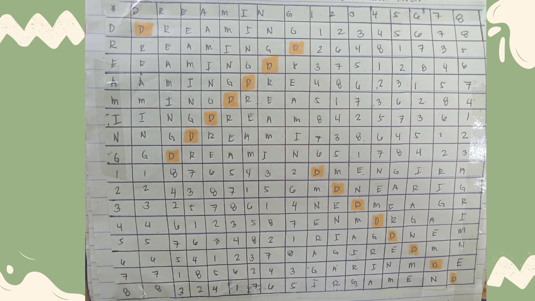Next, let's check if the inverse element exists for all. So, as you can see, the inverse of D is D, the inverse of R is G, the inverse of E is N, the inverse of A is I, the inverse of M is M, the inverse of I is A, the inverse of N is E, the inverse of G is R, the inverse of 1 is 1, the inverse of 2 is 2, the inverse of 3 is 3, and so on and so forth. So, inverse elements for all exist.